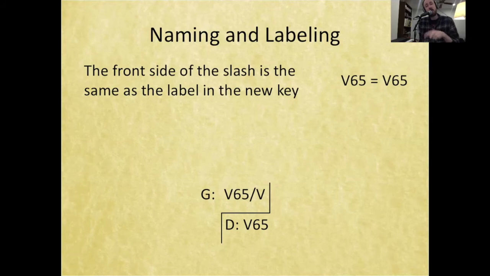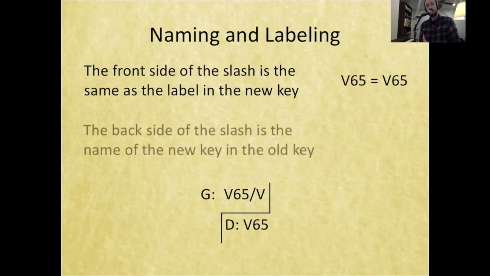If you know that in D major this chord would be 565, that's going to be the front side of the slash in the old key, right? So that's how we get that 565 of part. You can never have a moment where down here you say, well, clearly in the new key, in D major, this is a 565 chord, but in the old key it's a 7 or 3 or 4. It will never be that way. The front side of the slash is always the same as the label in the new key, all right?